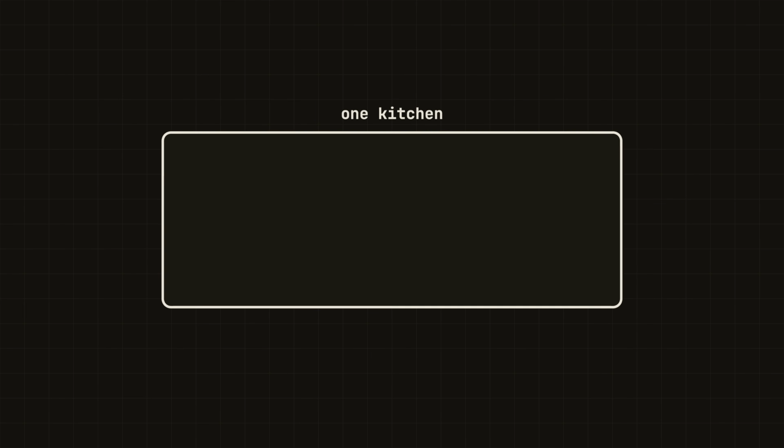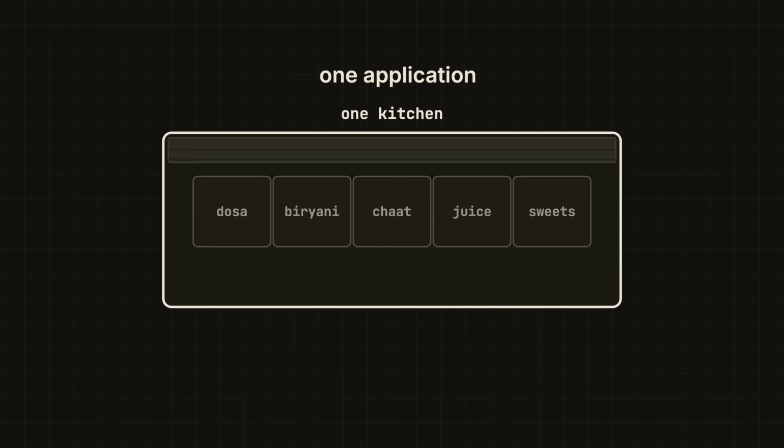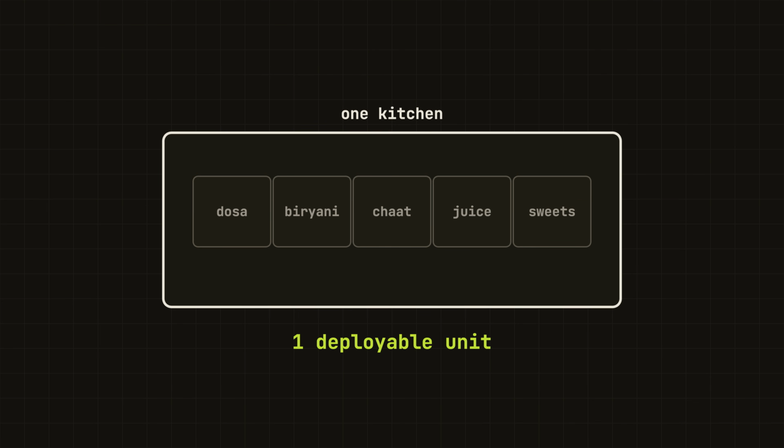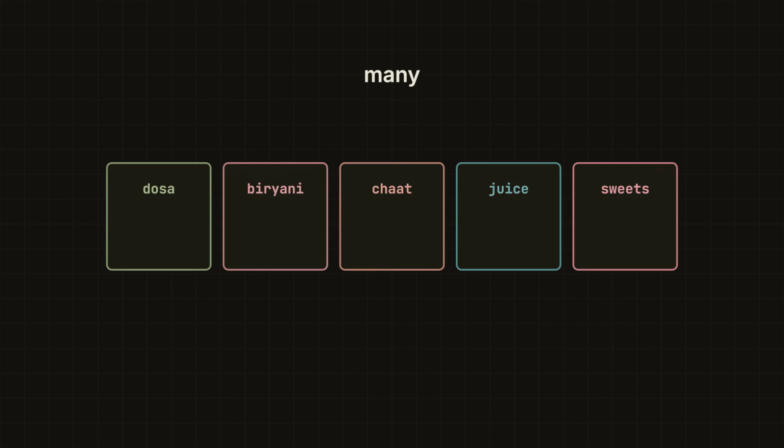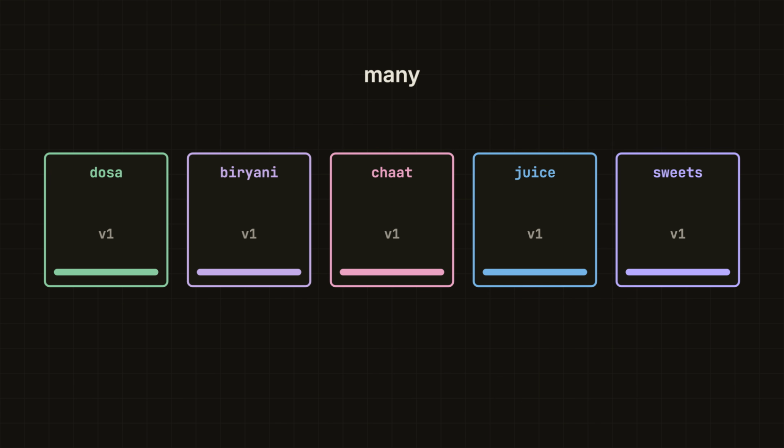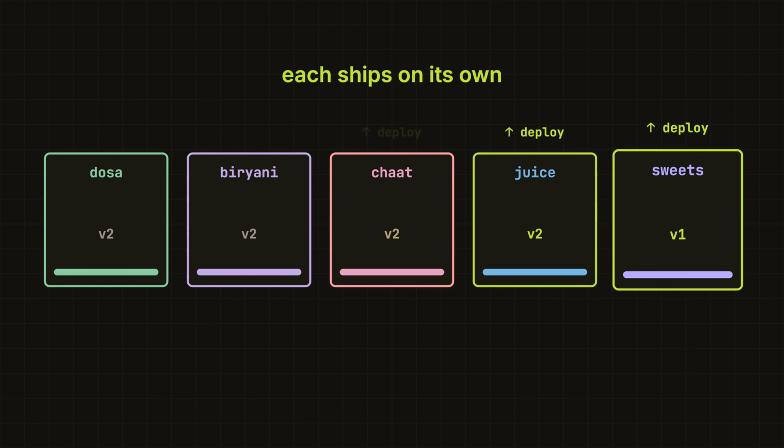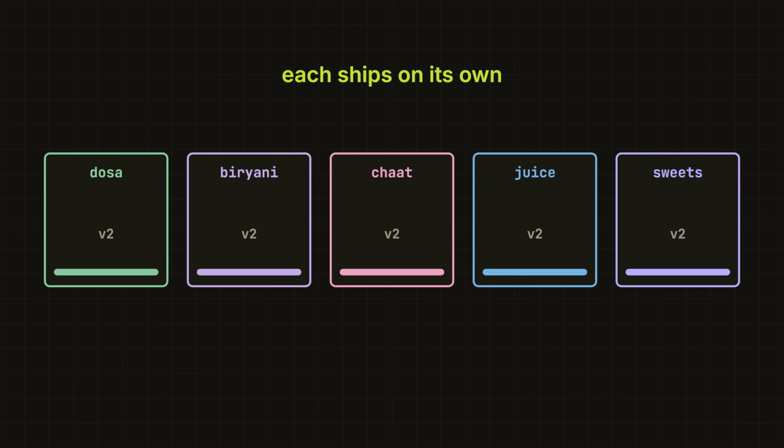So, monolith versus microservices. At high level, a monolith is one application that we deploy as one unit. All the code ships together. Microservices means we have taken that same application and split it into several smaller applications, and each one ships on its own. That is the most useful practical difference. One deployable unit or many.